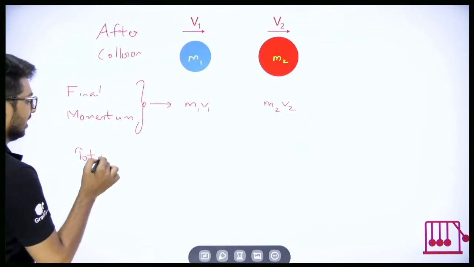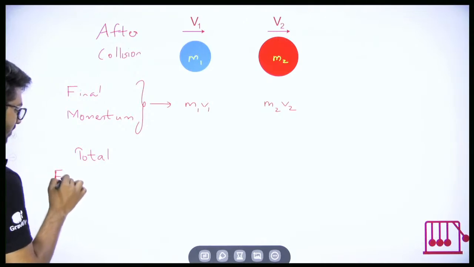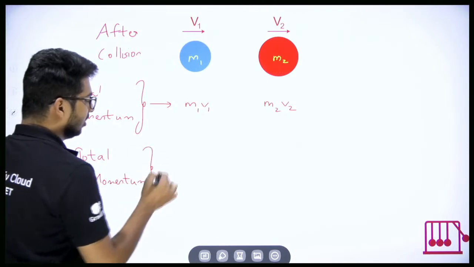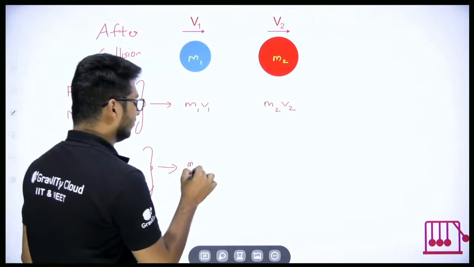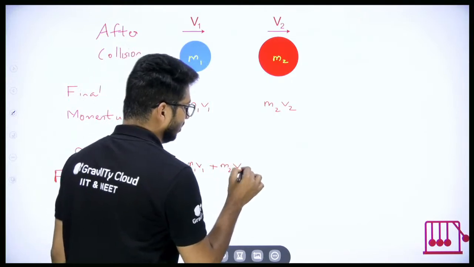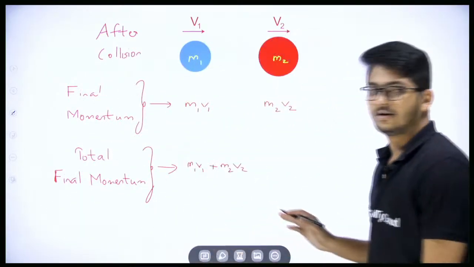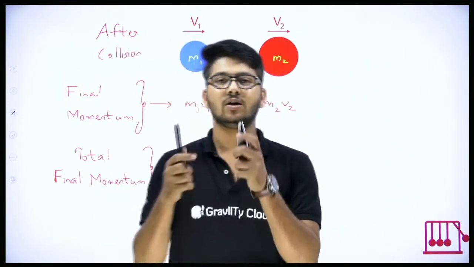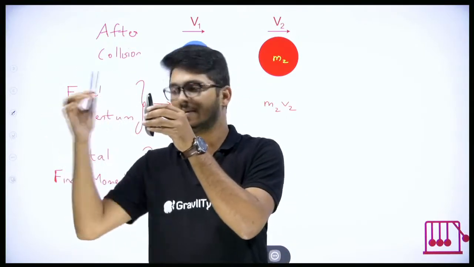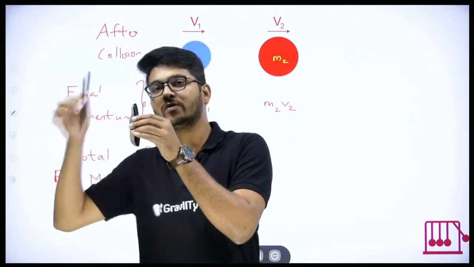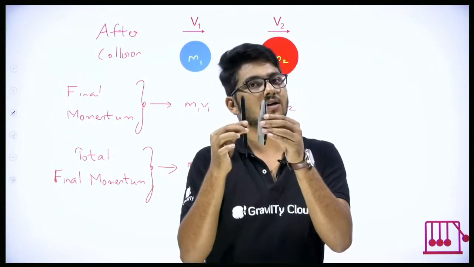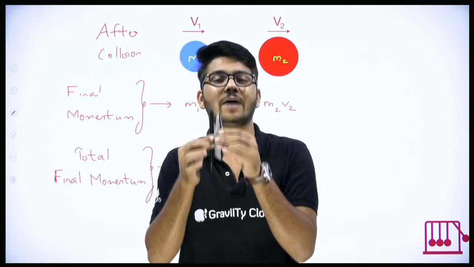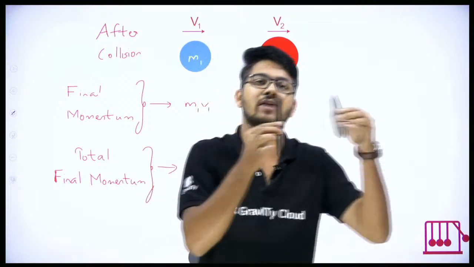Then we talk about total final momentum. What about total final momentum? You add them, so it will be m1 v1 plus m2 v2. Got it? Good, simple. Now think about this case. Imagine what's happening. Two bodies: the object that is behind was moving with greater speed, so it came and hit the other. During collision, forces act and the velocities change. What happens is that after collision, the front object will be going with a greater speed.